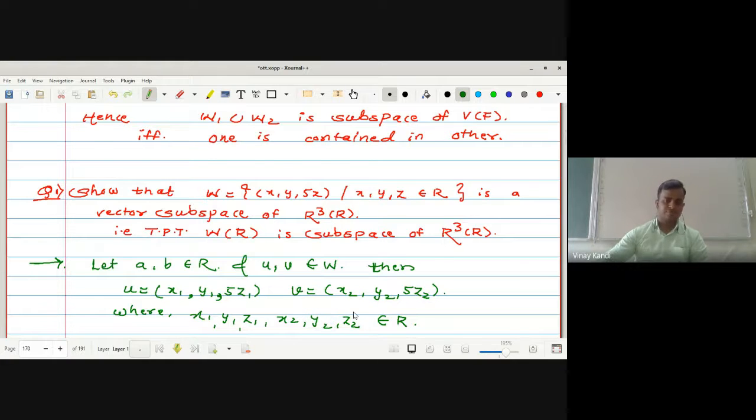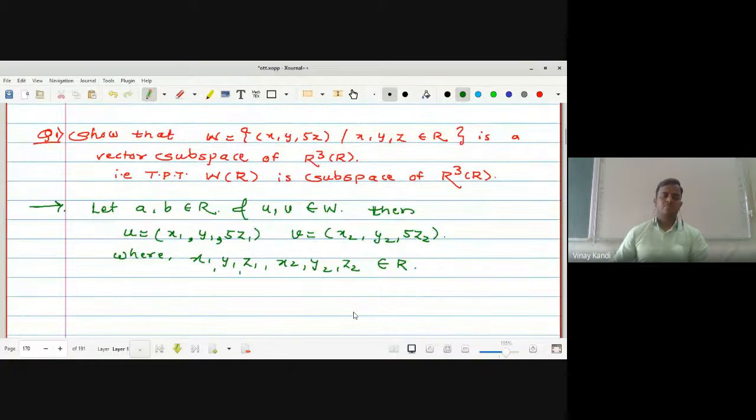Okay, we have one theorem. If we have to show that this W is a subspace of R3 over R, then we have the theorem: if we prove that AU plus BV belongs to W, then this W is automatically a subspace of R3 over R. If an element of this type is in my W, then it will be a subspace. Who? W. Okay, U and V are elements of W, and A and B are elements of F, which is your real numbers. Now look at here.